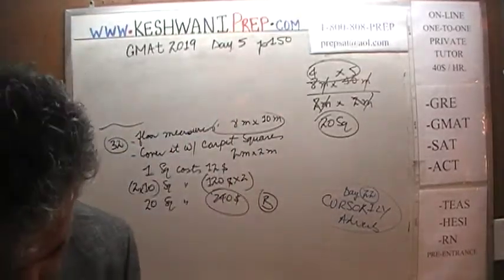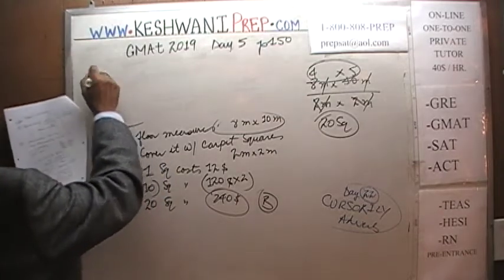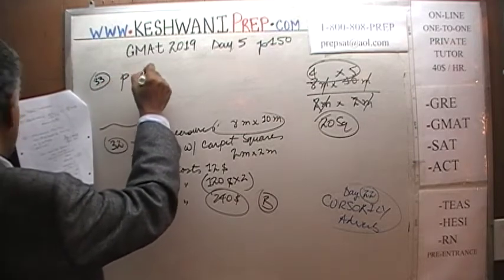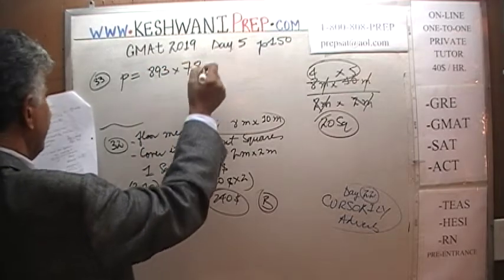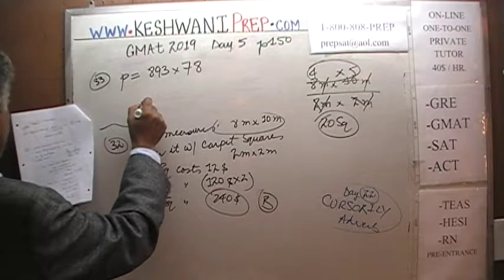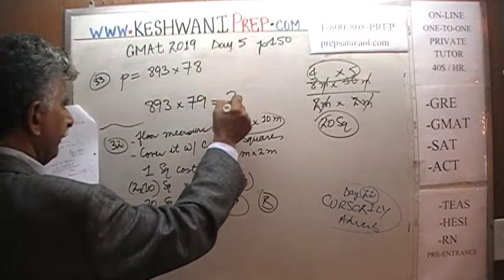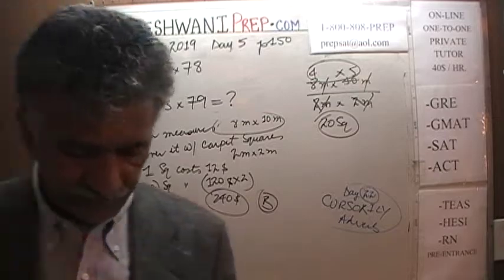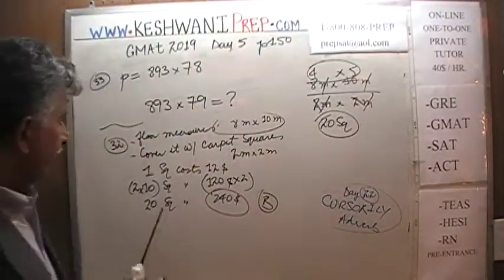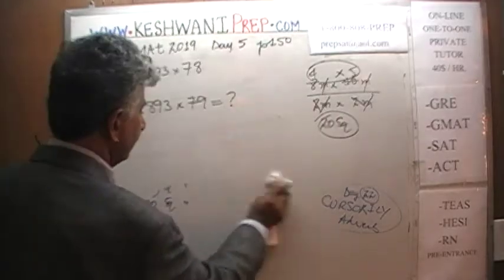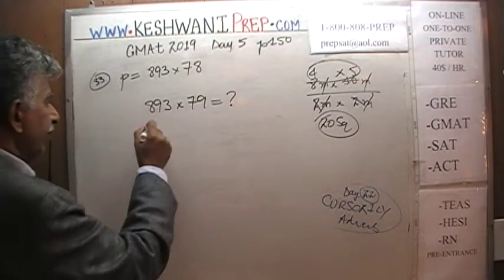Number 33. We are told that P equals 893 times 78. The question is, how much is 893 times 79, in terms of P? So let's find out, shall we?